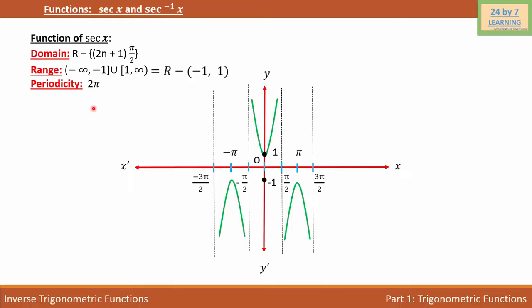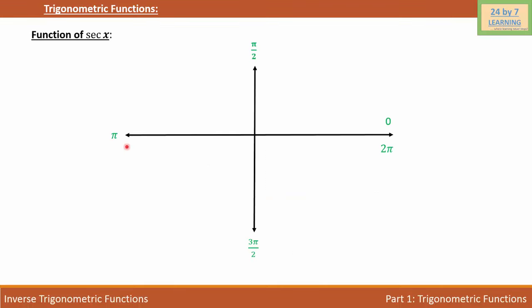Let's talk about some more properties of the secant function. As you can see, this is my quadrant plane. This is the angle 0, this is angle pi over 2, pi, 3 pi over 2, and 2 pi. From 0 to pi over 2, this is my first quadrant. From pi over 2 to pi, this is my second quadrant. My third quadrant is from pi to 3 pi over 2. And my fourth quadrant is from 3 pi over 2 to 2 pi.